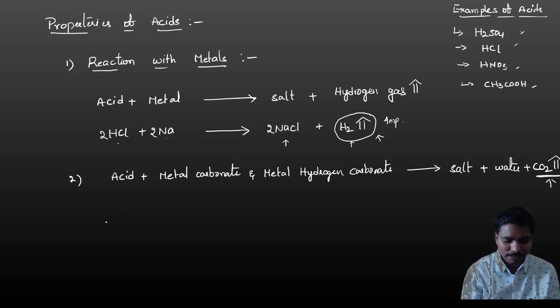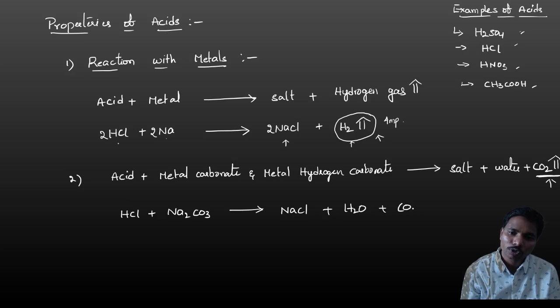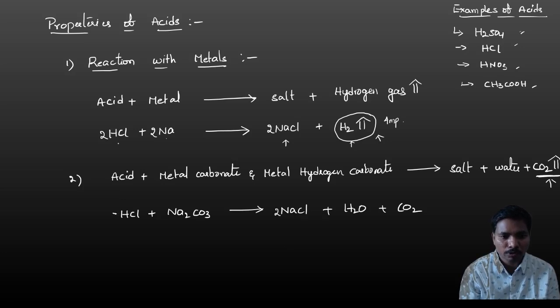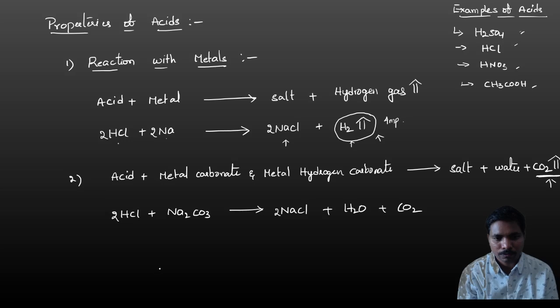Okay, let us take any one acid, HCl, and a metal carbonate, sodium carbonate, Na2CO3. I am taking the example. Then you will get a salt, NaCl plus water plus CO2. Now I am going to balance the equation. Two sodiums are there, so we have to take 2 NaCl. And 2 chlorines are there, so we take 2 HCl, then the chlorines are balanced. H2O is also balanced, so CO2 gas is released. This is the important point.